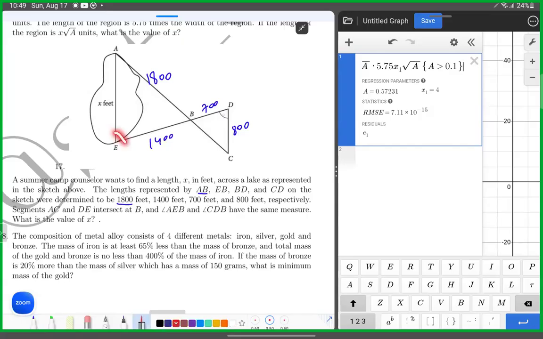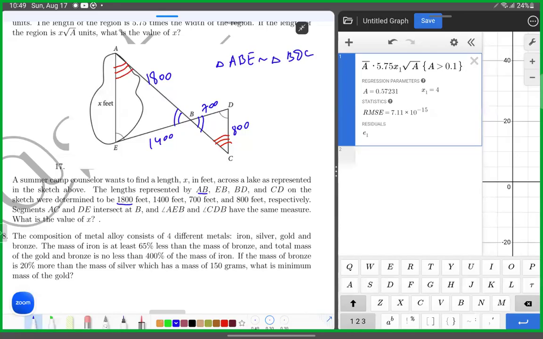So, why are they similar? Because this angle equals that angle, and this angle equals this angle. Okay, I will mark them. So this one equals this one, and this one equals this one. So I can claim that triangle ABE is similar to triangle BDC.